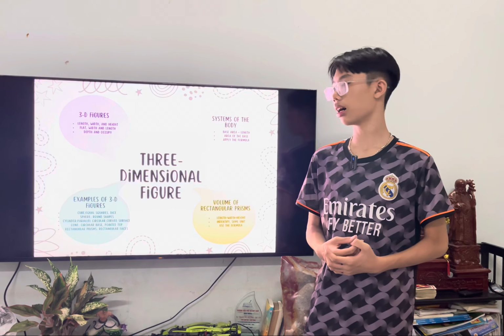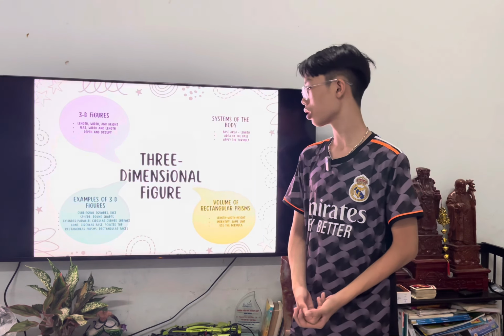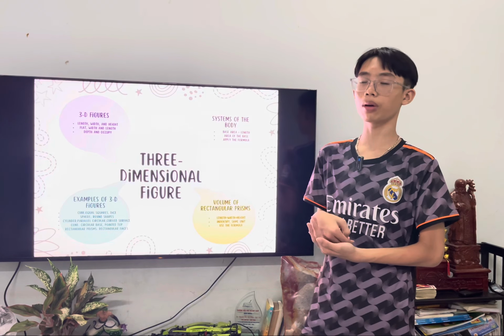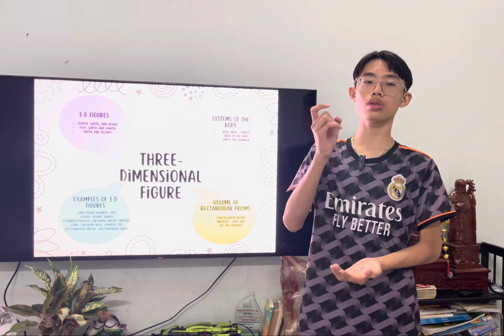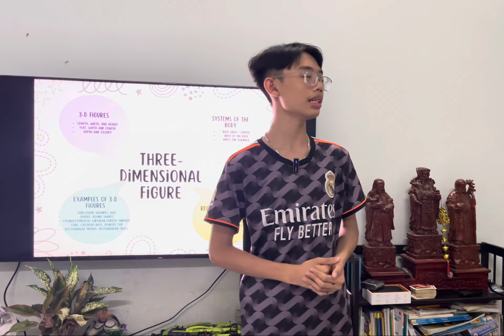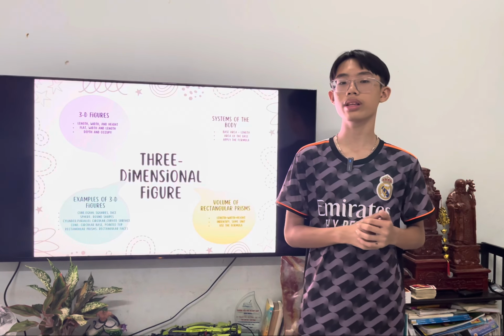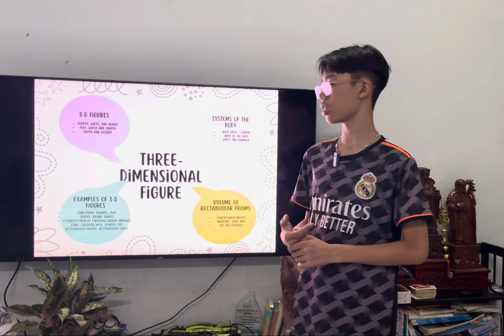Next is the cone. The cone has a circular base. It means that it has one circle at the bottom of the shape, and then it connects to a pointed top. An example of a cone we can see is the birthday hat we wear during our birthday parties.